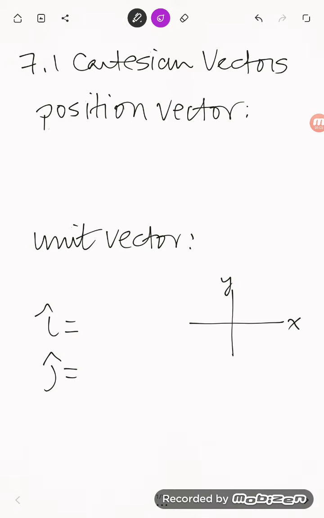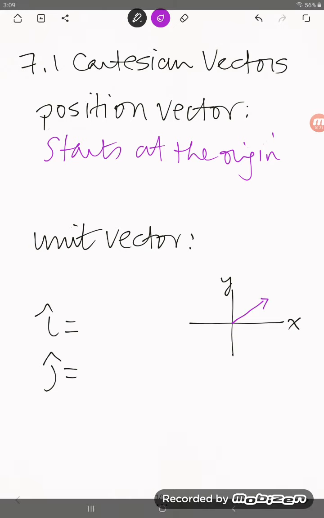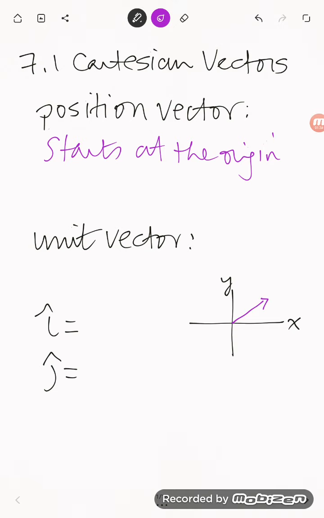A position vector is just a Cartesian vector that has its starting point at the origin. So for example, down here on this Cartesian grid, this vector would be a position vector because it has its tail at the origin.